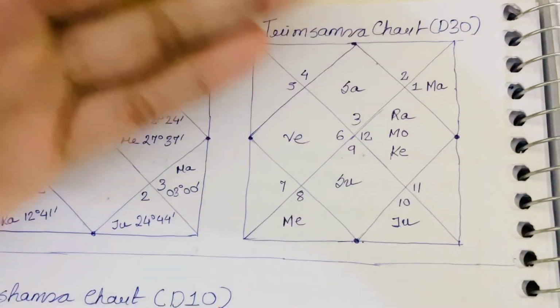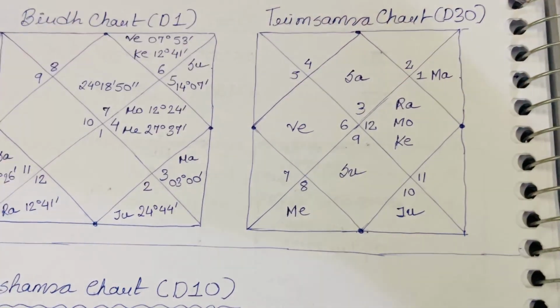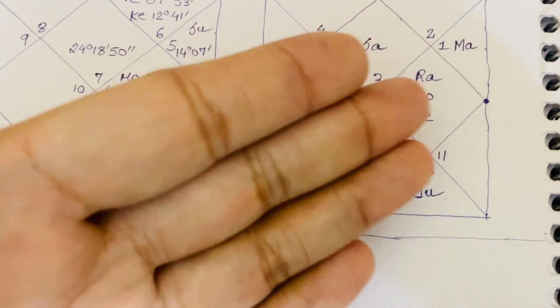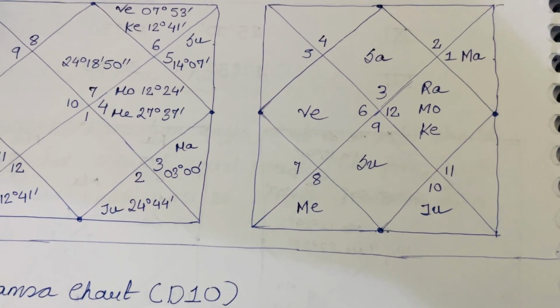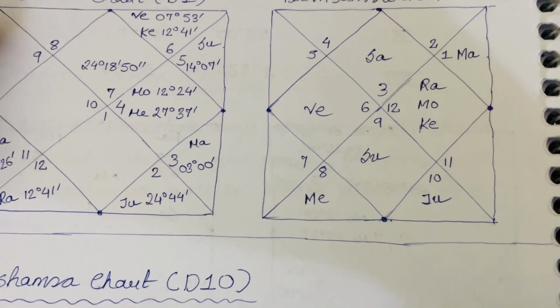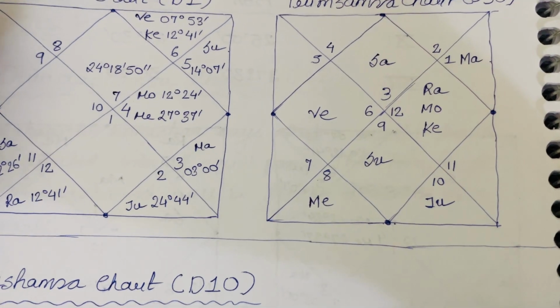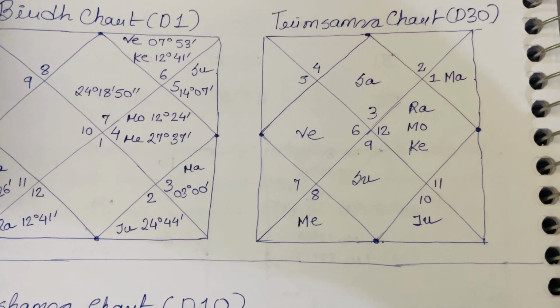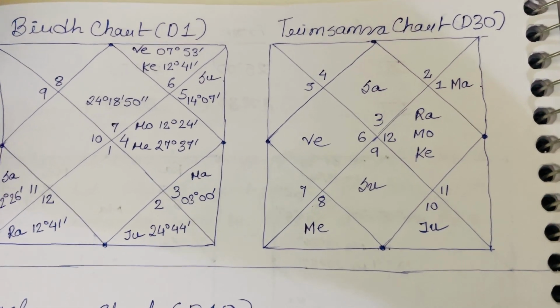So now you label the lordship of all the other houses accordingly. This is how you are able to find out the Lagnesh of the Trimsamsa chart, the ascendant lord of the Trimsamsa chart.